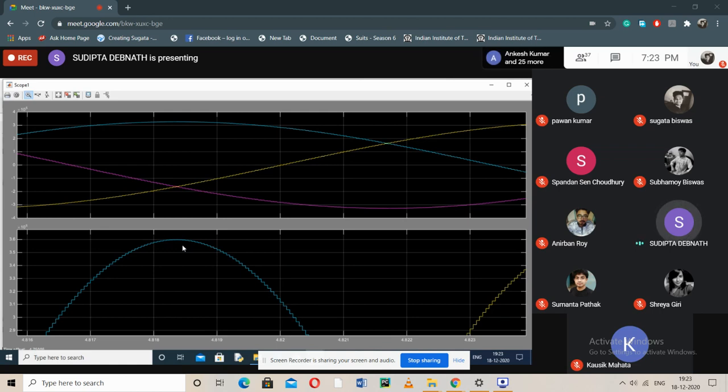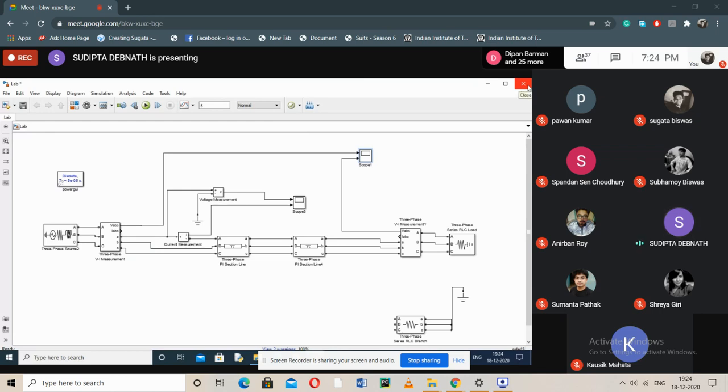How did we model the short transmission line? We model the short transmission line by simply a resistance and inductance. But in long transmission lines and medium transmission lines, the capacitive effect is considerable. So you have to consider it, and in long transmission line, it is very prominent, especially under lightly loaded condition.